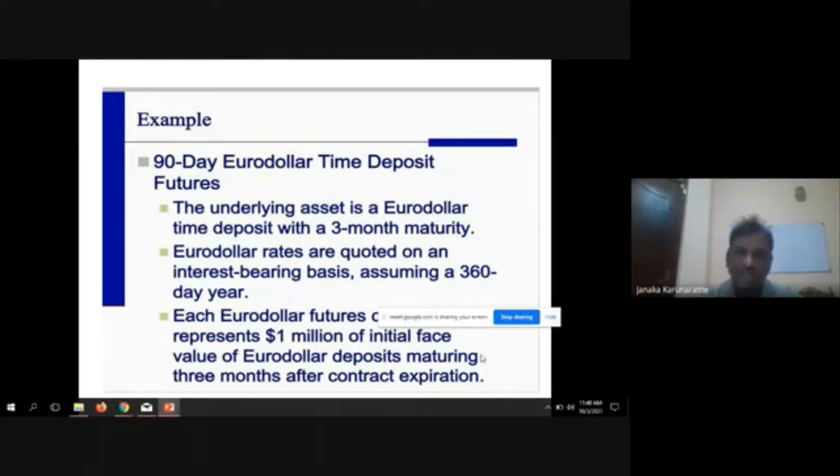The Eurodollar rates are quoted on an interest-bearing basis, assuming a 360-day year. So when it comes to most international Eurodollar time deposits, there are day count conventions. In the world, different exchanges use different day counting conventions. If you look at Sri Lanka, what is the day count convention we usually follow in interest rate related markets, bond markets, especially bonds?